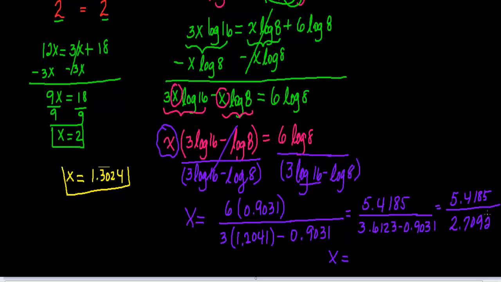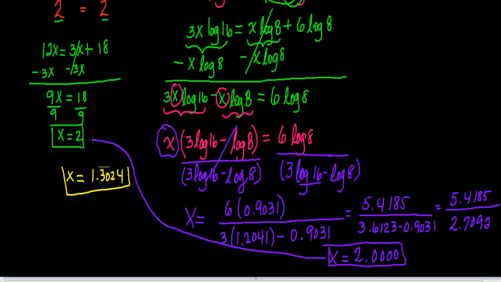So you write 5.4185 on your calculator and divide it by 2.7092. And that equals 2.0000, which is what we got right here. This number here is not supposed to be here. This was from the previous example. Let's get it out of there. Okay, so you got x is equal to 2. And there you have it.